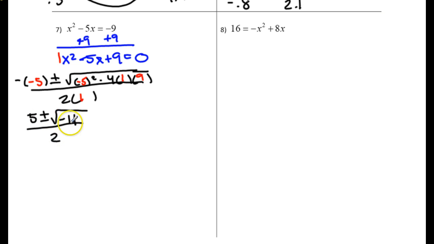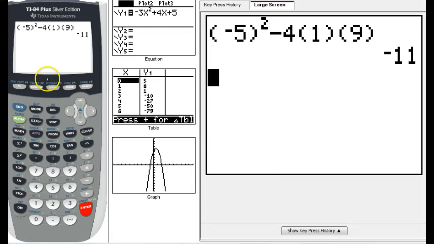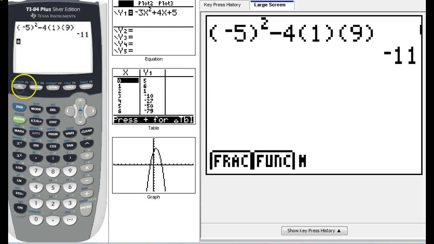Alright, so now, if you see something kind of unusual here, then you're kind of looking right. But watch what's going to happen. So now if I split this up, 5 plus square root of negative 11 over 2, or 5 minus square root of negative 11 over 2. Alright, so let's go punch these in and see what answer the calculator gives us here. Alright, let's get our fraction set up.